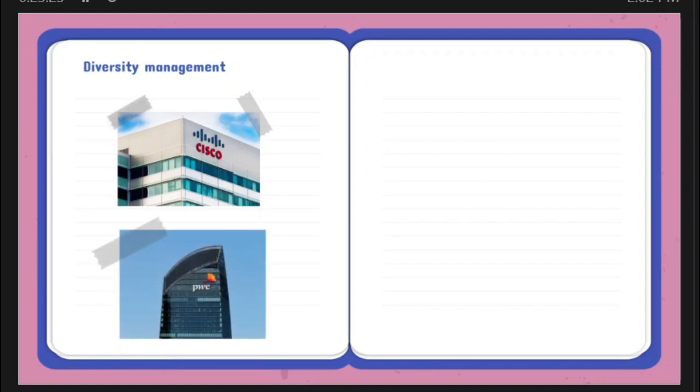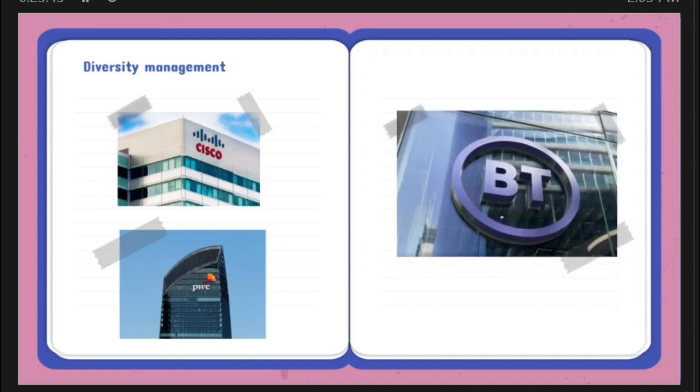At PwC, there are four main networks for women, ethnic minorities, disabled people, and GLEE, an inclusive business network for gays, lesbians, and everyone else. At BT, the Disability Network focuses on raising awareness about different disabilities to help managers understand them and get the best from people living with disability.